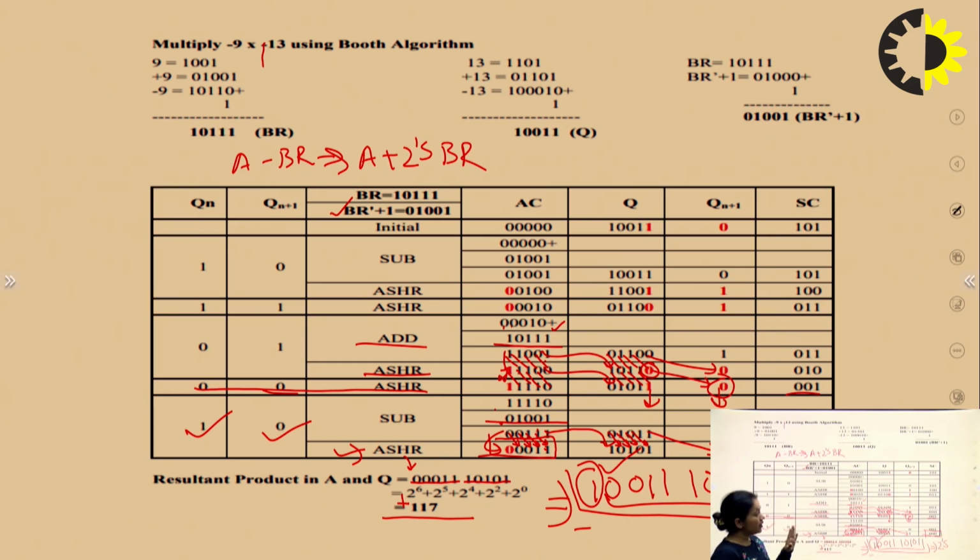So, we need to understand that when one number is positive and one number is negative, the result will be negative. So the leftmost bit will always be 1. And whenever there is a 1, you will immediately put the minus, and for the whole value, you will take the 2's complement. After doing the 2's complement, you will convert it into a decimal number and you will get your answer. So, this is how you solve the numerical of Booth algorithm.